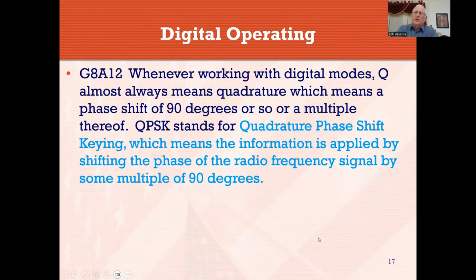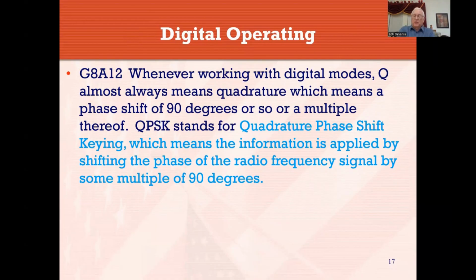Okay, remember the I and the Q. I is the input signal. Q means at least a 90 degree phase shift. In the digital mode, Q almost always means quadrature, meaning a phase shift of 90 degrees or more, or multiples of 90 degrees, i.e. 90, 180, 270, or 360. QPSK stands for quadrature phase shift, meaning that we are doing a literal phase shift of 90 or more degrees with the signal as it's being applied as well.